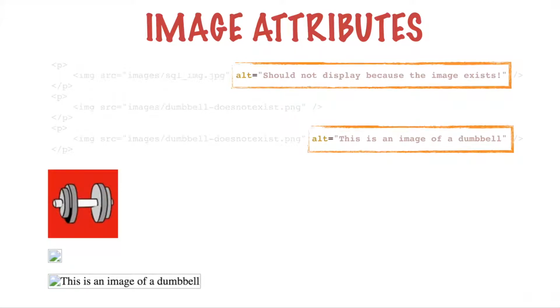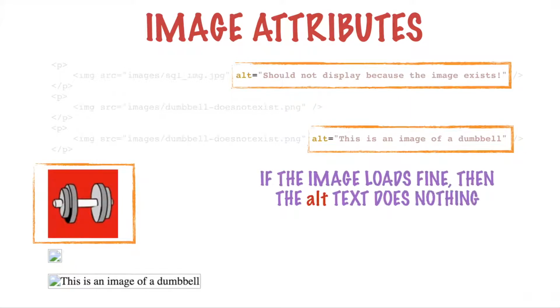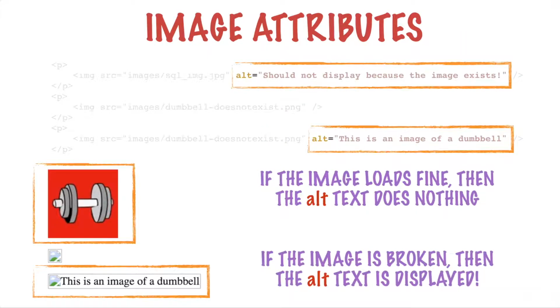Here's an example of how this attribute works. You can see on screen now, first is the image that we would like to display. If the image loads fine, then the alt attribute does nothing. The text doesn't appear anywhere. On the other hand, if the image load fails, then the alt text is displayed in that box. This at least tells the user what the image was all about.